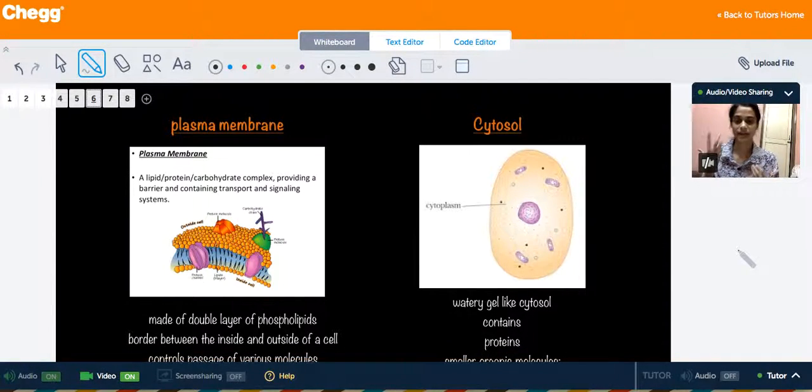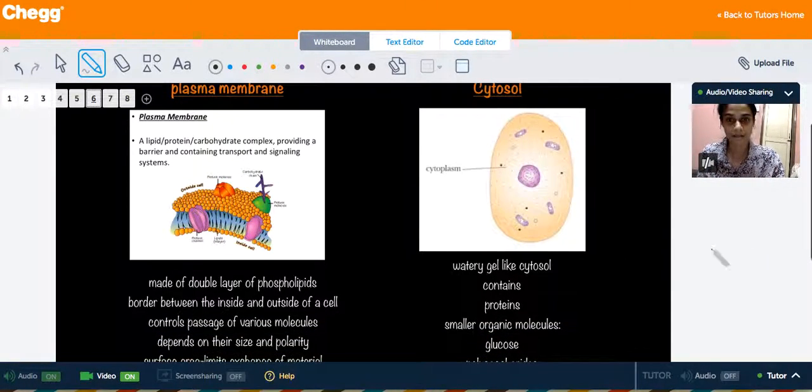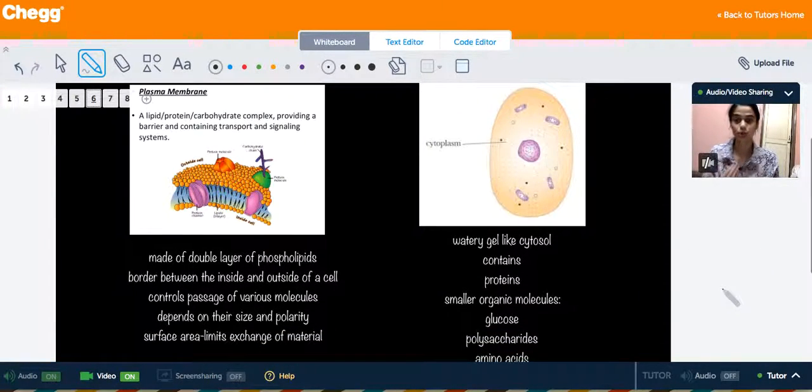So first off, you have the plasma membrane, which is basically what separates the cell from its surroundings. It is a border between the inside of the cell and the outside of the cell, and it's made up of a double layer of phospholipids. And it controls the passage of various molecules into and out of the cell. So that's like a security guard that decides what gets into the cell and what stays outside the cell. Depending on the size and the polarity of the molecule, that is going to determine whether it's going to be able to enter the cell or not.